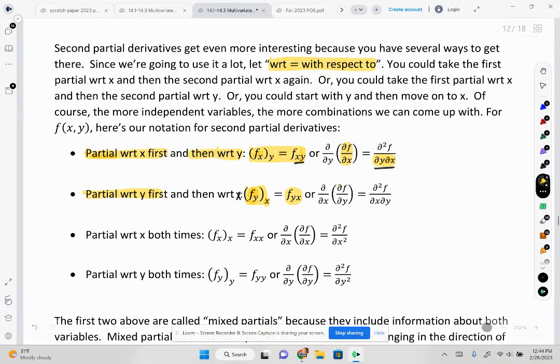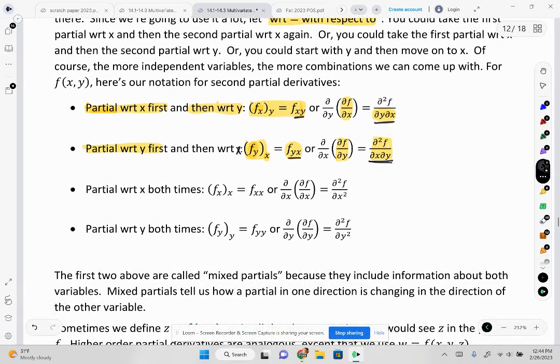The other way it could happen is, first, inside the parentheses, we have del f del y. So that's the partial derivative of f with respect to y. Now we're going to apply the partial with respect to x on that function. And so it gets written as del squared f del x del y. Now again, notice the order that these things are written in. Depending on the notation you use, you're going to use a different order. And you need to be able to read both. You don't have to be able to use both, but I'm going to use both, so you need to be able to understand what I'm saying and the interpretation of it.